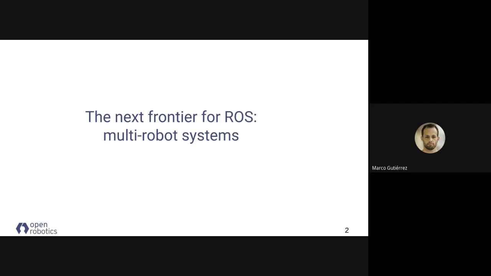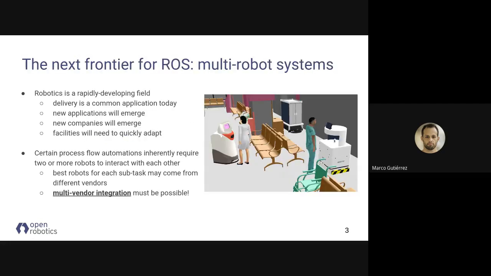So yeah, RMF is about multi-robot systems. So let's have a look at the problem. Just very fast over this, as robotics evolve, deliveries are very common in many places. New applications are coming, new companies are coming, and facilities will have to adapt to all these robots being around. At this point, many robots will have to stay in the same place, and they will have to collaborate doing different types of flows. You might have to involve flows from different vendors. So multi-vendor integration has to be enabled, and that is one of the main problems that RMF tries to solve.